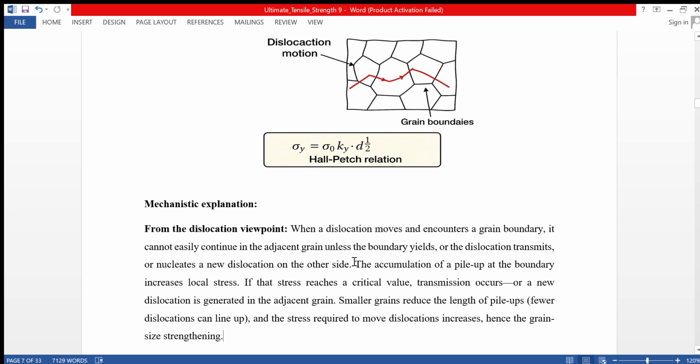Mechanistic explanation from the dislocation point of view. When a dislocation moves and encounters a grain boundary, it cannot easily continue in the adjacent grain unless the boundary yields or the dislocation transmits or nucleates a new dislocation on the other side. The accumulation of a pileup at the boundary increases local stress. If that stress reaches a critical value, transmission occurs or a new dislocation is generated in the adjacent grain. Smaller grains reduce the length of pileups, and the stress required to move dislocations increases, hence the grain size strengthening.